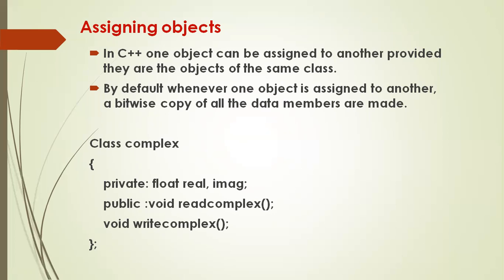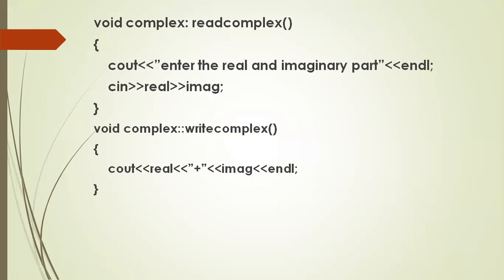I will illustrate with a simple example. Class complex, private: float real, image; public: void read_complex, void write_complex. So the prototypes are mentioned inside the class. Now we have to define these two functions outside the class, after closing the class. Void return type, the class to which the function belongs is complex, scope resolution, read_complex. Here, enter the value for real and imaginary part, cin real image. The purpose you already know, because in all three examples I have given the same thing. Void complex, write_complex, cout real plus image, endl.